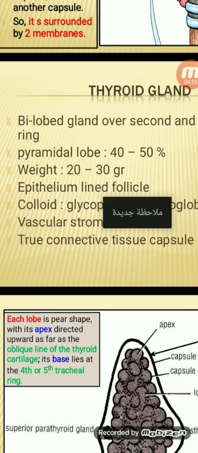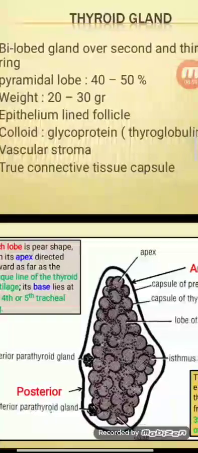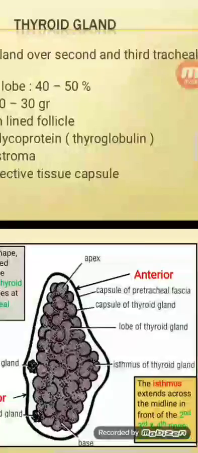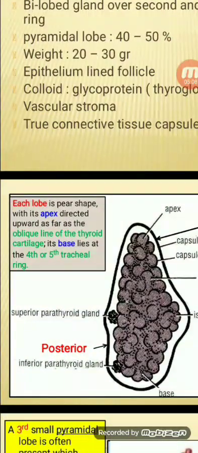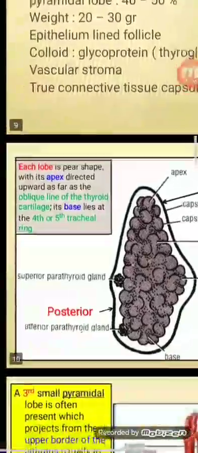The follicle is a functional part of the thyroid. It is full of colloid, which is glycoproteins, thyroglobulins, covered by stroma. Stroma means covering. You have to differentiate between the stroma and the parenchyma. Stroma is the covering or protective sheath, and parenchyma is the functional cells. Stroma is a true connective tissue capsule.